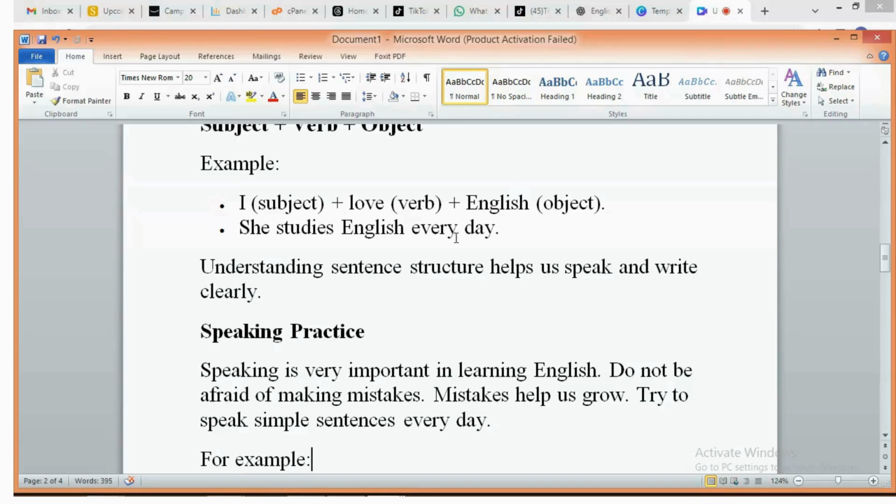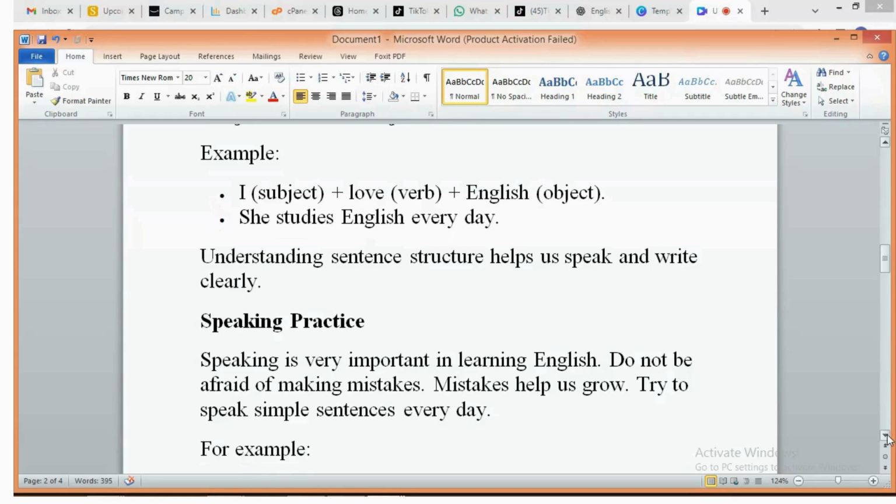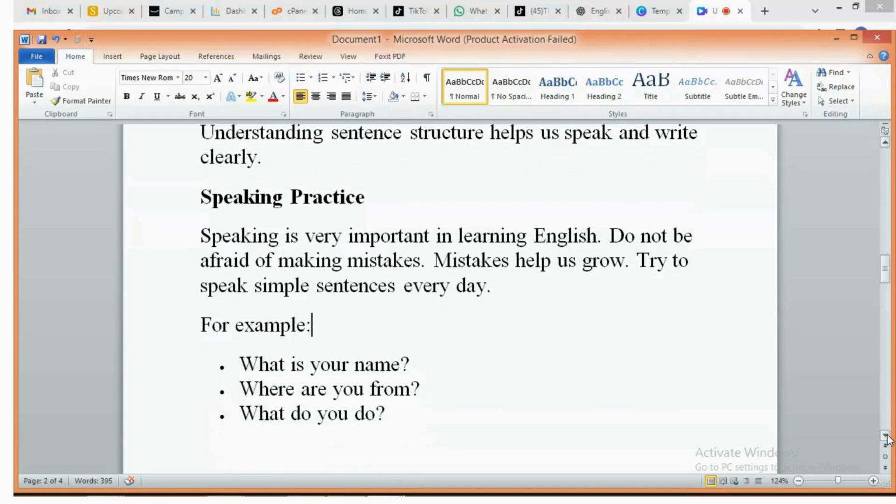She studies English every day. She is subject. Studies is verb. English is object. She studies English every day. Understanding sentence structure helps us speak and write clearly.